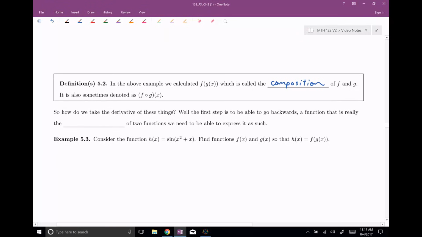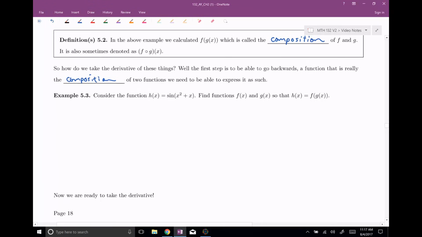So we're in a calculus class, so we want to know, how do we take the derivative of compositions of functions? We know a product rule, we know a quotient rule, we know a sum rule, a difference rule. Those things are pretty easy. But how do we take the derivative of a composition of functions? And in order to do this, really we need to be able to go backwards. That is, we need to be able to recognize composition. So a function that is really the composition of two functions, we need to be able to express it as such. So we want to be able to recognize these things.